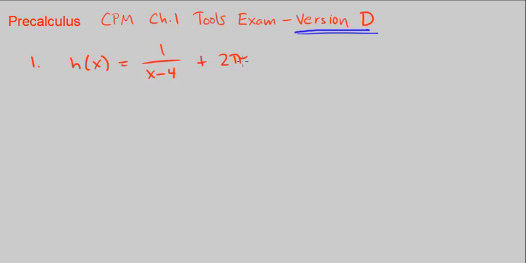plus 2 pi. We want to state the parent graph in part A, and B, describe the transformations from the parent graph. Okay? So part A, the parent graph, is just without any shifts or transformations, so we're going to take out the 2 pi, take out the 4, and we're left with just that 1 and the x. Okay? So this is the parent graph, right? You take out that shift, it's the parent graph, and we know it as the reciprocal.